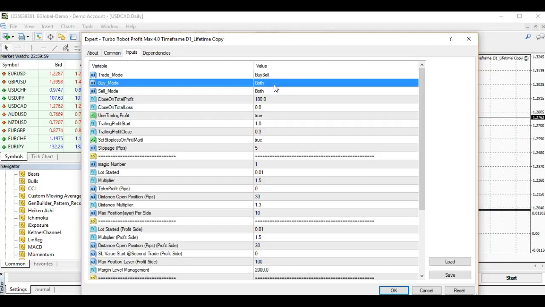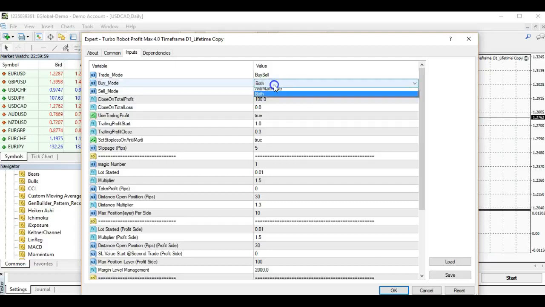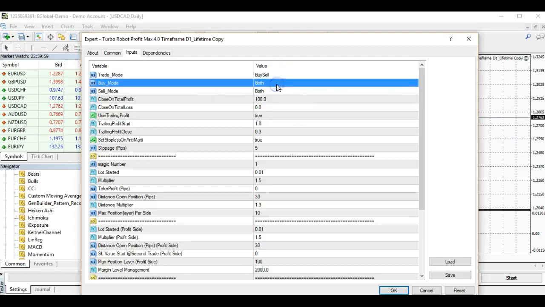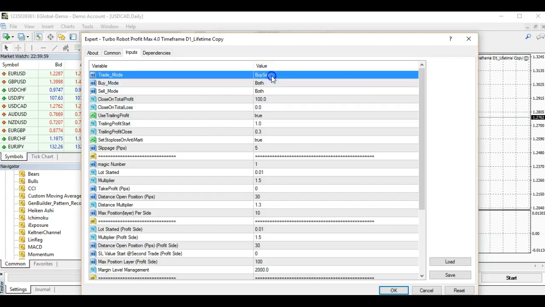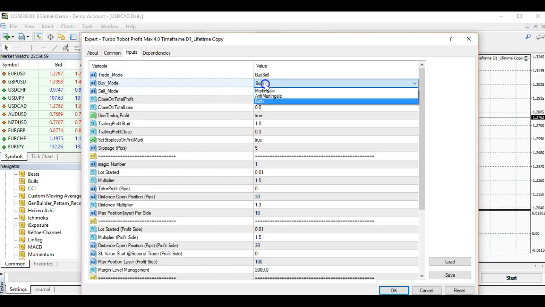Next is buy mode. Buy mode means this is the portion where you choose martingale, anti-martingale, or both. The reason you have a buy mode is, let's say you are trading here and this is a buy trade. If you lose on that buy trade, you can do martingale or anti-martingale. Either way you can do.